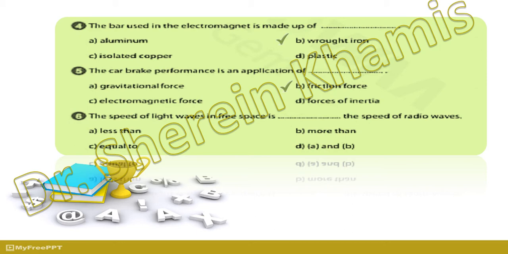Okay, let's go into question 6. The speed of light waves in free space is what? The speed of radio waves. Okay, both of them are electromagnetic waves. Electromagnetic waves can travel with very high speed. Whatever kind of wave, light equals radio waves, as they have a very high speed, 3 times 10 power 8 meters per second. This is the speed of light and the speed of radio waves, and both are electromagnetic waves. So they are equal to each other in having very high speed.